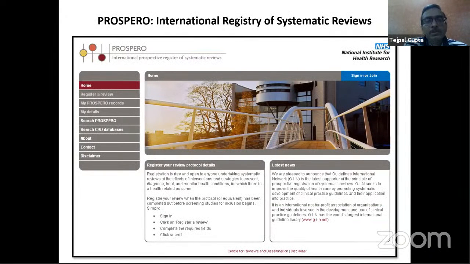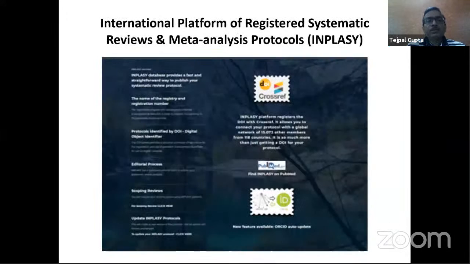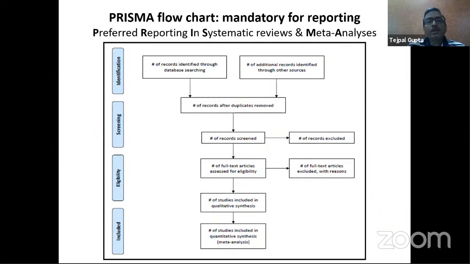In recent times, it has become important to register your systematic review and meta-analysis, and there are two large such registries. The first one was by the NHS, the PROSPERO registry, which is an international registry of systematic reviews. And more recently, there is another registry, which is the International Platform of Registered Systematic Reviews and Meta-Analysis Protocols, the INPLASY. So you could register your systematic review protocol at either of these two registries.